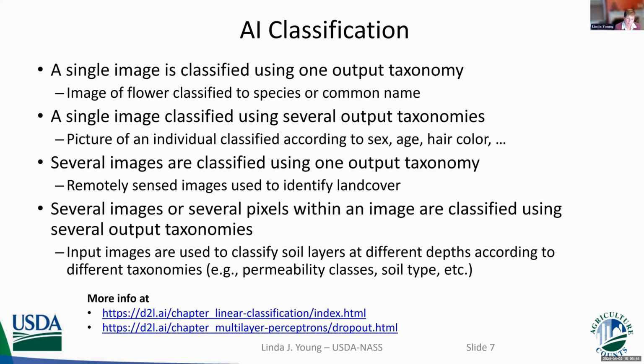Instead, we could have several images and classify those using one output taxonomy. For example, remotely sensed images may be used to identify land cover. Or several images or several pixels within an image may be classified using several output taxonomies. Here we'd have an input image being used to classify soil layers, as an example, at different depths according to different taxonomies, such as permeability classes, soil types, etc.